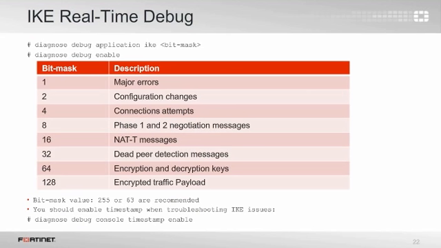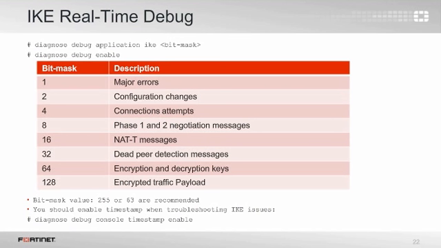After setting the filter, enable the IKE real-time debug using the following commands: diagnose debug application IKE, followed by the bit mask value, and diagnose debug enable. The table shown on this slide includes the type of output that is enabled by each bit in the bit mask.